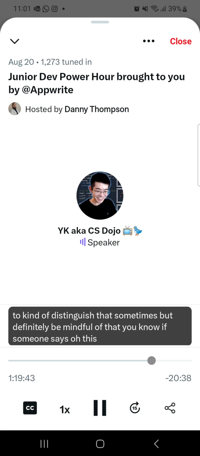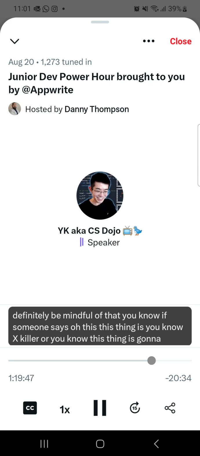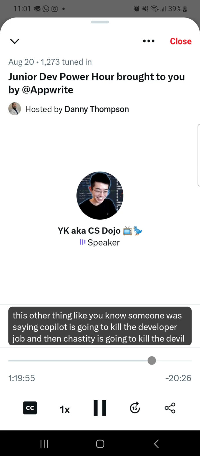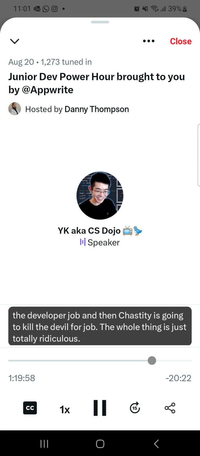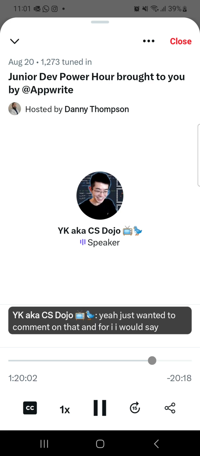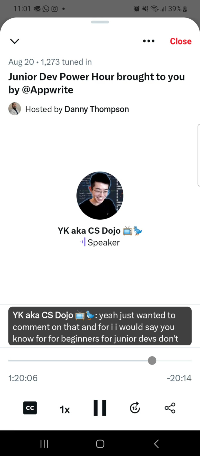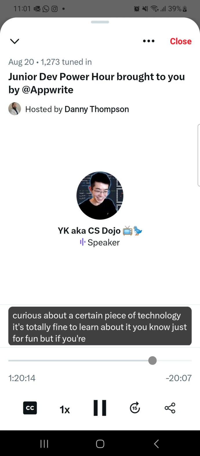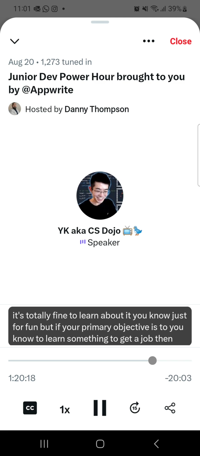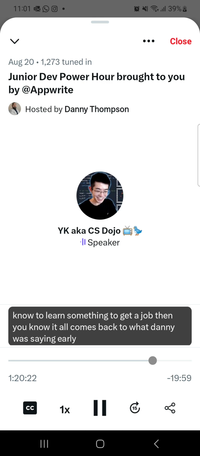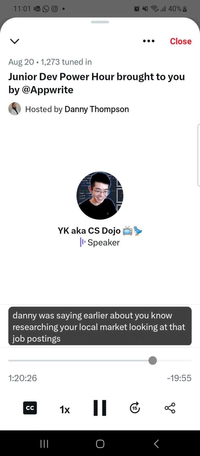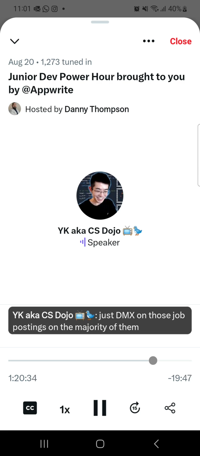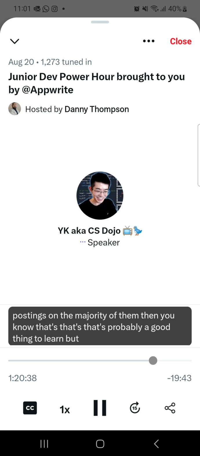But definitely be mindful of that. If someone says, oh yeah, this thing is an X killer, or this thing is gonna kill this other thing, like someone was saying Copilot is gonna kill the developer job, and then ChatGPT is gonna kill the developer job. The whole thing is just totally ridiculous. Yeah, just wanted to comment on that. And I would say, for beginners, for junior devs, don't worry about it so much. If you're curious about a certain piece of technology, it's totally fine to learn about it, just for fun. But if your primary objective is to learn something to get a job, then it all comes back to what Danny was saying earlier about researching your local market, looking at the job postings. And if you start seeing HTMX on the majority of those job postings, then that's probably a good thing to learn. But otherwise, stick to the basics, I would say.